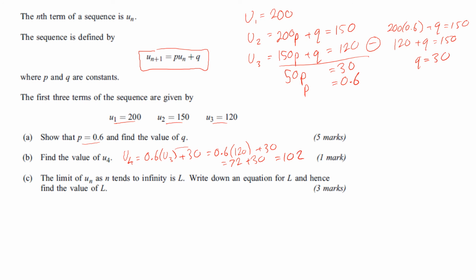And it says the limit as n tends to infinity is L. We want to work out what that L actually is and how we can get it. So how can we do that? We can use a little bit of a trick here.